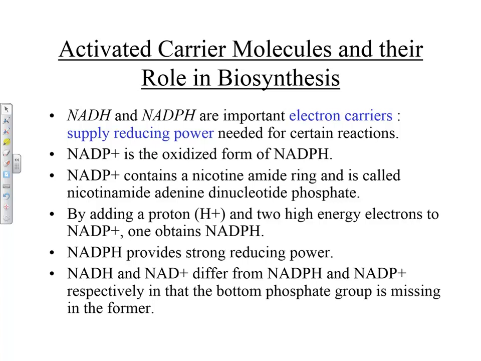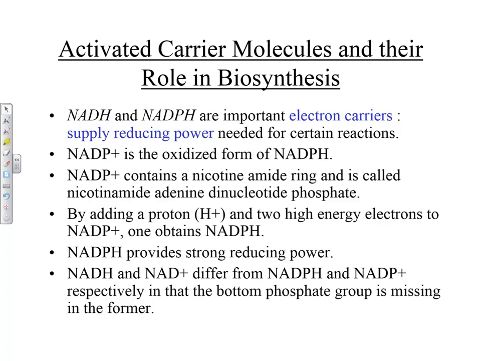NADP plus is called NADP because the full form is nicotine amide adenine dinucleotide phosphate. I'm not asking you to memorize that, but that's what it is. That's how you get NADP. Nicotine amide, because the ring is a nicotine amide ring. So when you do your search on the internet, look up under nicotine amide ring, and see what those atoms are, whether there's any carbon or it's nitrogen or something else.